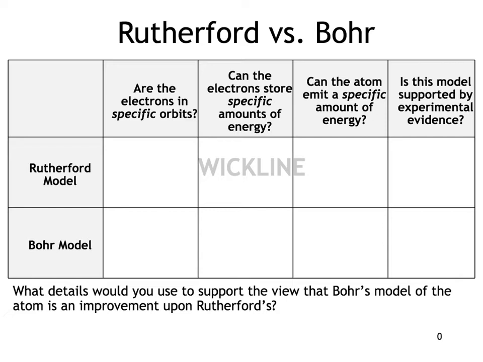One way that I like to organize this idea of Rutherford's model versus Bohr's model is just to look at some key points in both models. So are the electrons in specific orbits in the Rutherford model? My answer to that is definitely going to be no. Electrons in the Rutherford model are outside the nucleus, but they're not in specific orbits. They are sort of generally outside the nucleus, just flying around. Now, if you build from there, in the Rutherford model, if the electrons are not in specific orbits, then that means that they could not store a specific amount of energy.